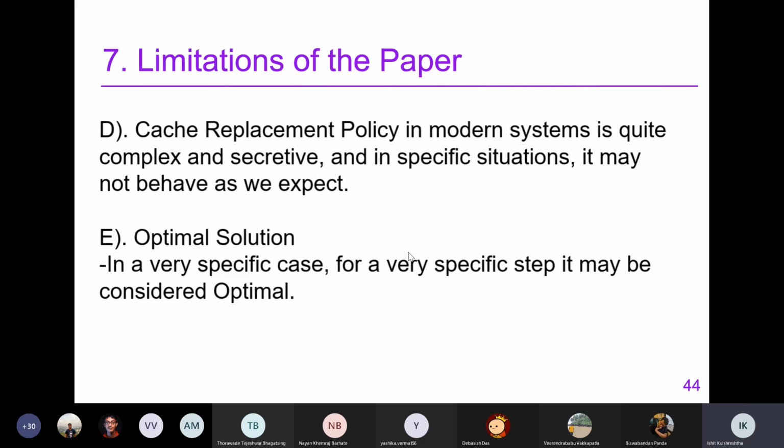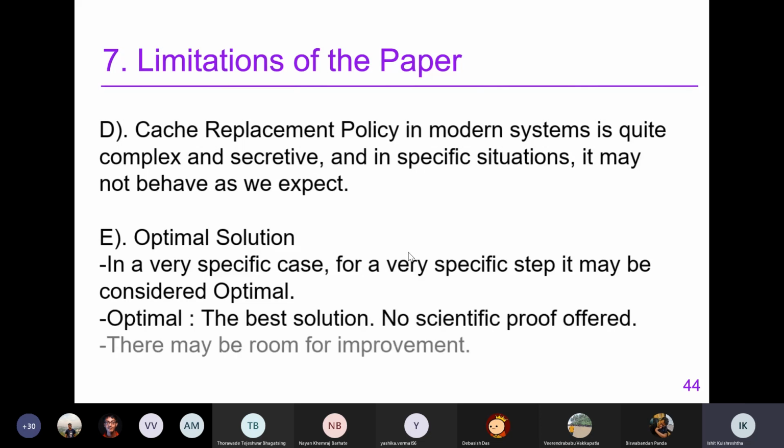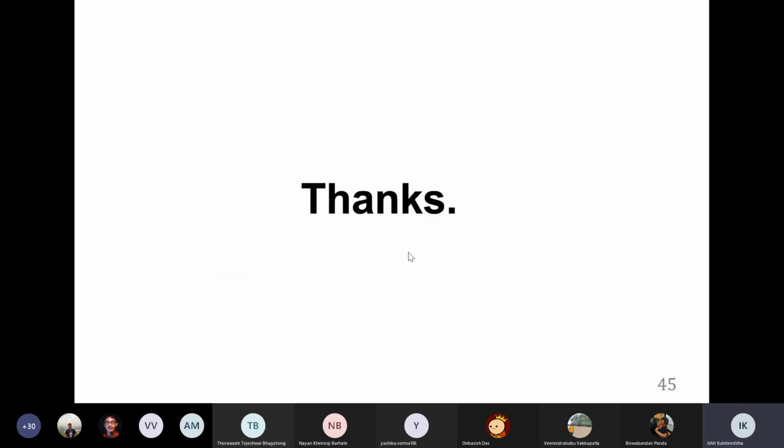And the fifth point is similar. The authors used the word optimal solution for this approach, the scope element approach. But I don't think optimal is applicable, because optimal is a scientific term and it means the best solution. And they did not offer any scientific proof for that. And I don't think it is the best solution because it may fail in specific areas and there may still be room for improvement. So thanks. This was my presentation. I'm ready for questions.